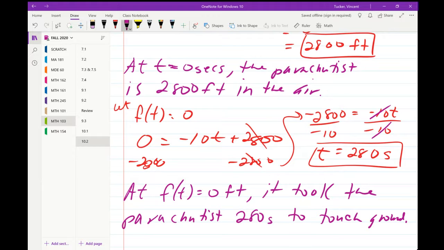All right, questions on your intercepts, how they can be used? Once again, you're going to let one be equal to 0 and solve for the other one. Then let the one you solved for be equal to 0, and solve for what's left.